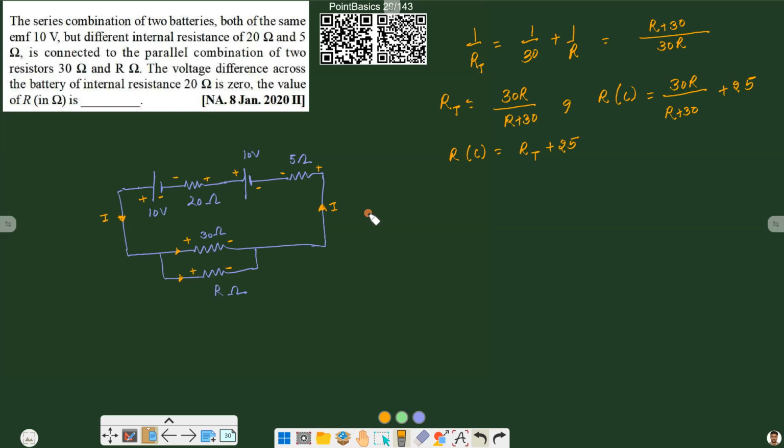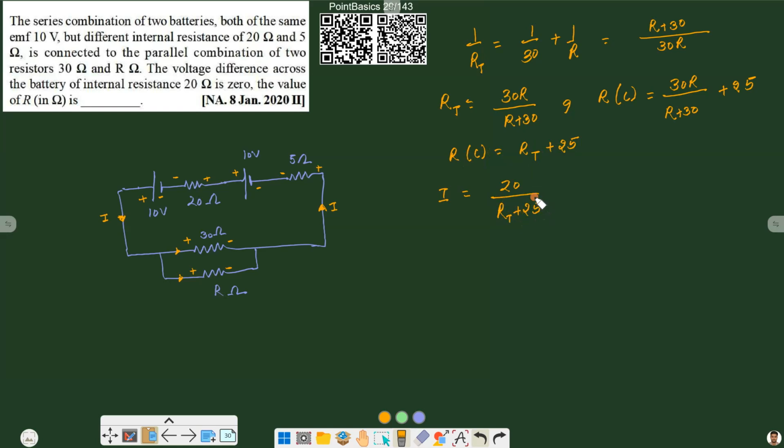Now let's apply Kirchhoff's voltage laws, or let's take a closed loop. Okay, I forgot. First, we have to find the value of current. Then we will take a closed loop. So I will be, now both of these batteries are in series and their negative and positive are connected, so their potentials will be added. So 20 divided by the total resistance, that will be RT plus 25.